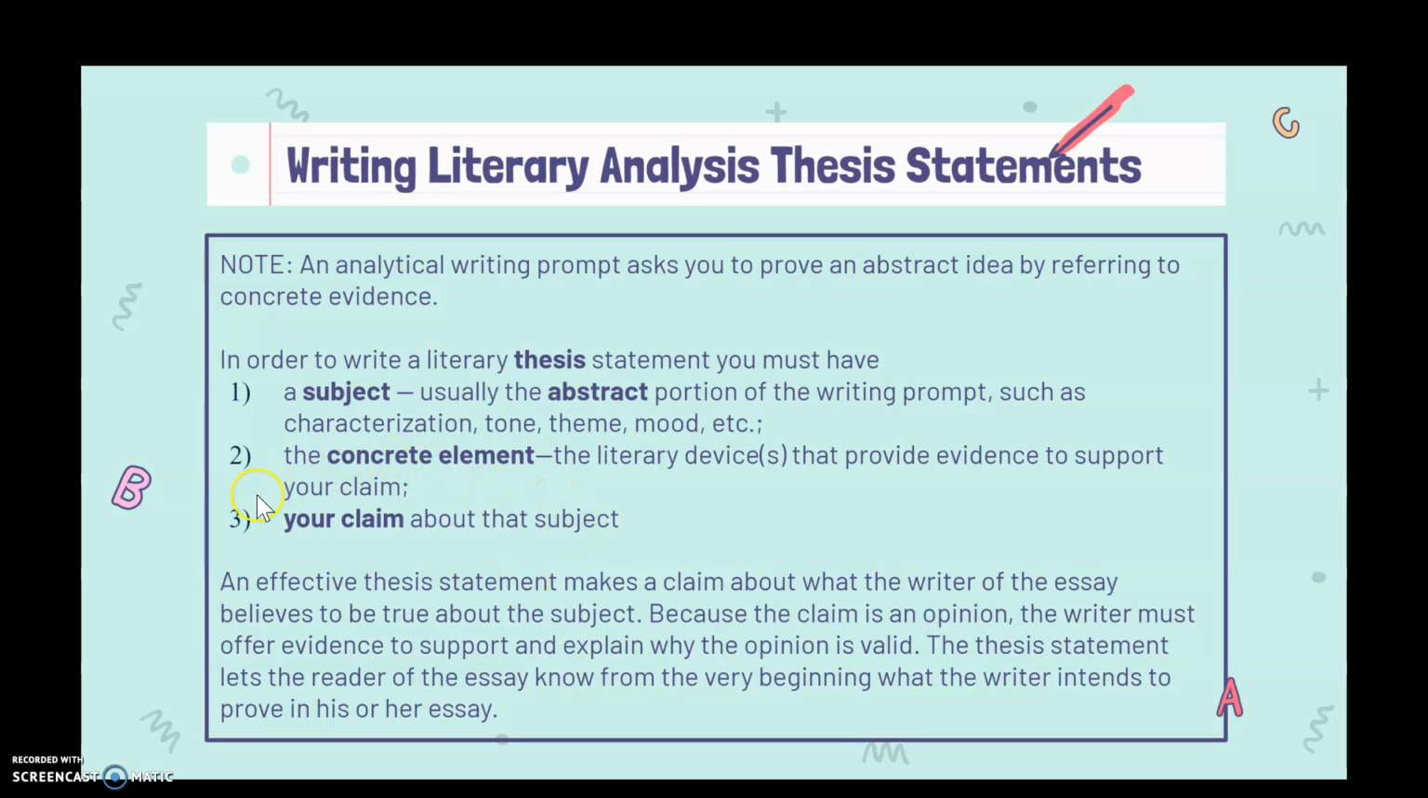And then the last thing that I have to have in my statement is my claim, what I want to say about it. An effective thesis statement makes a claim about what the writer of the essay believes to be true. And because the claim is an opinion, the writer has to offer evidence to support and explain why the opinion is valid. So the thesis statement lets the reader of the essay know from the very beginning of your paper what you intend to prove in your essay.